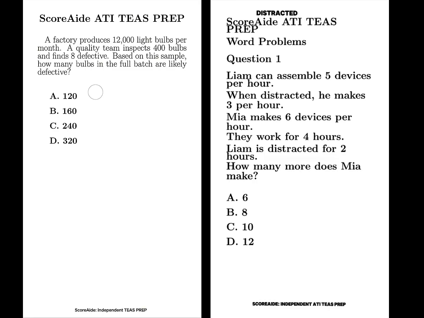So we can say 8 defective bulbs found out of 400 selected bulbs, right? Out of 400 selected bulbs will be identical to, now, how many defective bulbs are in the entire pool? We don't know. We can call it Y over what? 12,000 bulbs, right? Now, Y now is going to be equal to what?